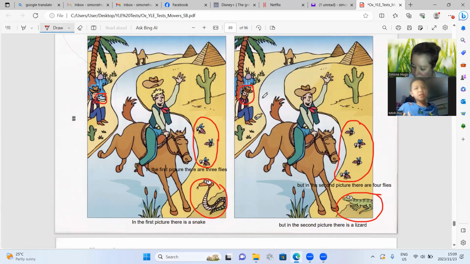In the first picture, the man is drinking, but in the second picture, the man is sleeping.